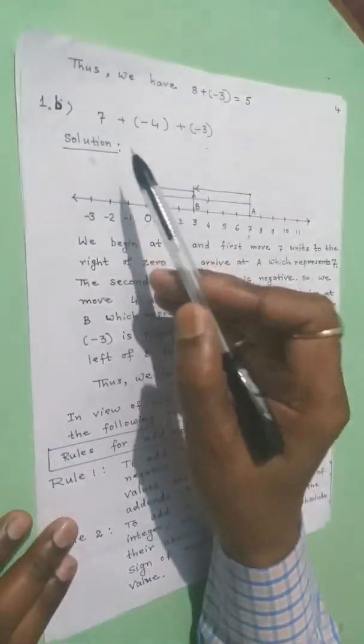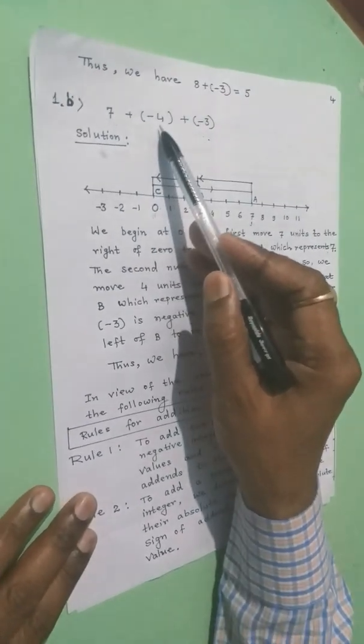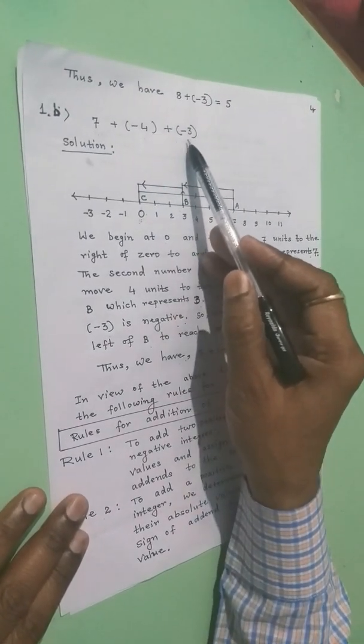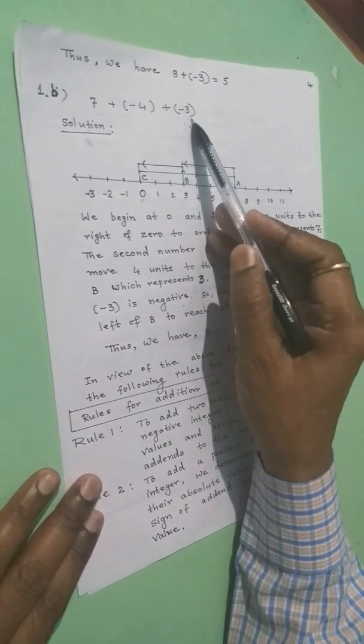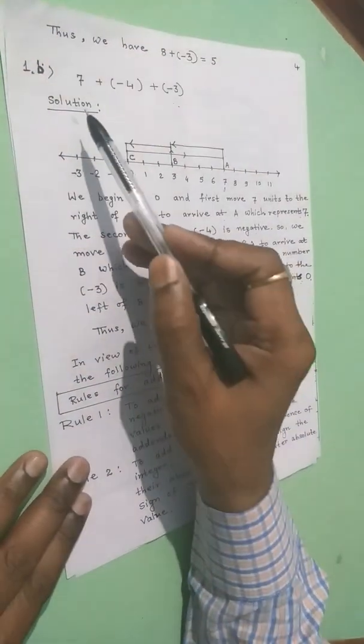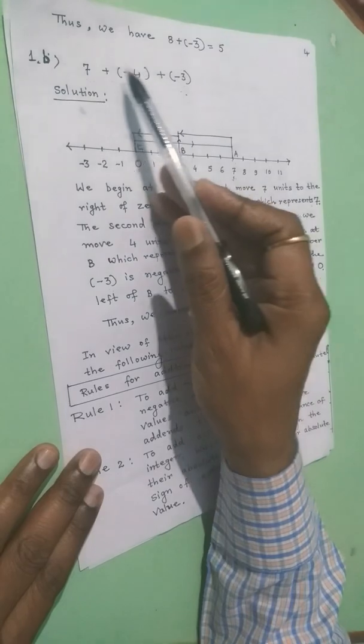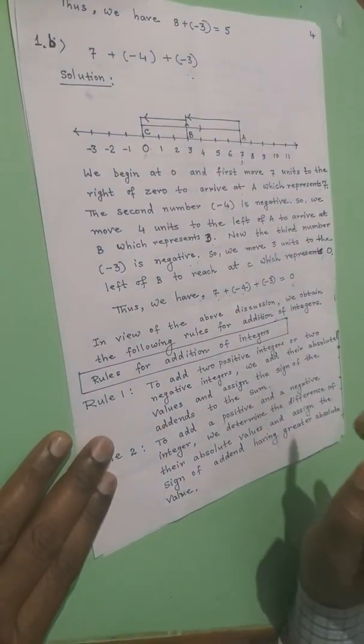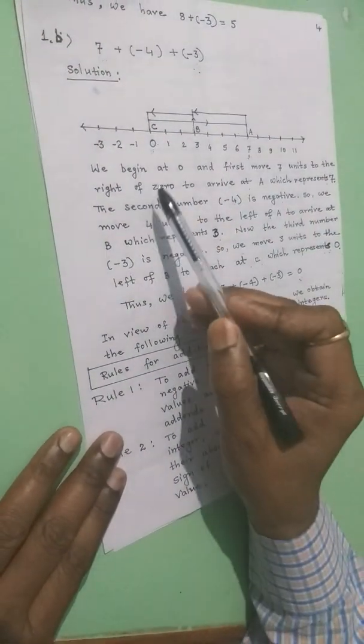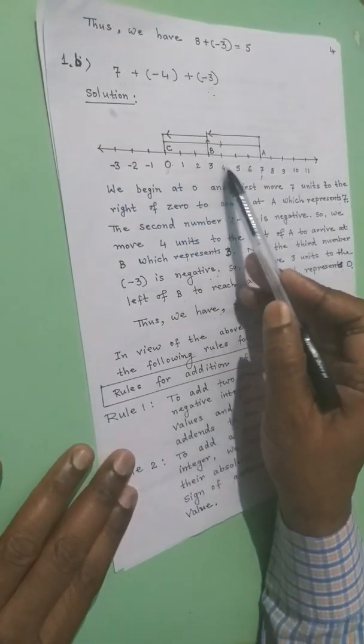Today in this part I am going to explain how we can find the sum of integers with the help of a number line as well as without the help of a number line. Here we have taken a question: 7 plus minus 4 plus minus 3 on the number line. We have to find the sum of integers on the number line. To solve this problem, we use a number line.